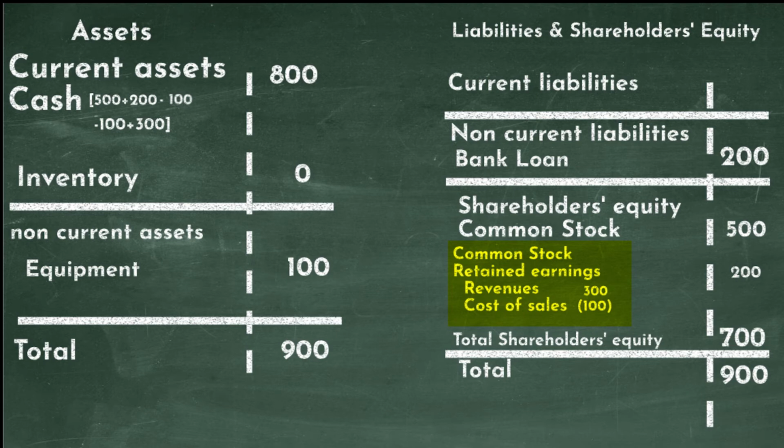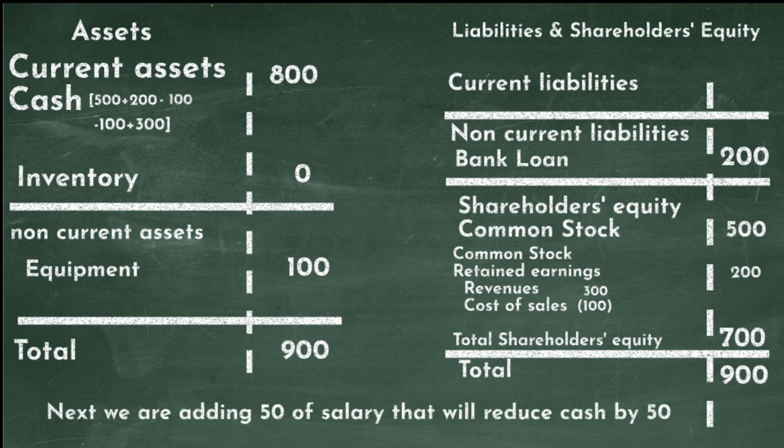It's the 300 minus the 100 for cost of sales. So now we look at the total shareholders equity. If everything was liquidated and paid off, this is what the shareholders would own. This is their equity. So we add the shareholders equity plus the bank loan, it gives us $900.